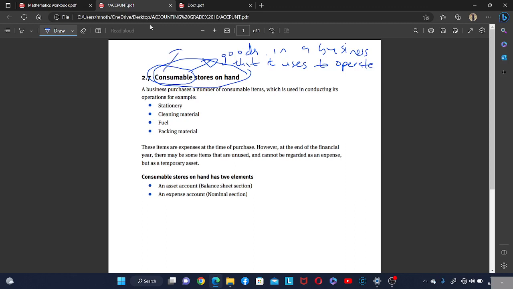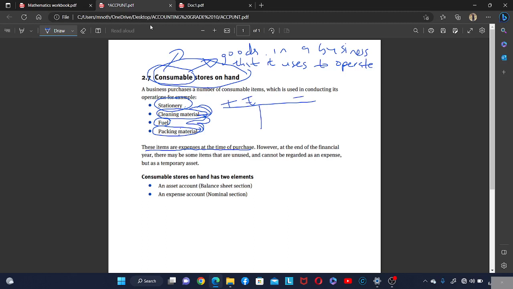So it can be stationery, it can be a cleaning material, it can be fuel, it can be a packing material. If you can see all these goods, these are the consumable goods because the business uses these goods, right? So these are the expenses at the time of purchase. Meaning that when the business buys these goods, they are regarded as an expense.